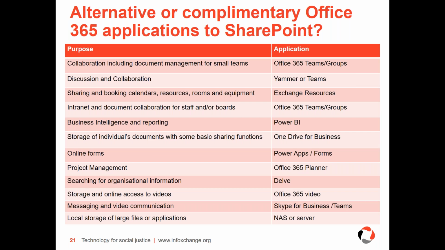And then you've got Forms, which is just a simple survey style form where the information's not collated and stored in a list. It's collated and stored with the form, and that can be used for things like simple surveys or simple requests. Project management, you can either use the task lists that were in SharePoint or Office 365 Planner, which is a lot more powerful tool that gives you a lot more project management features. You've got Delve, which is the search tool.